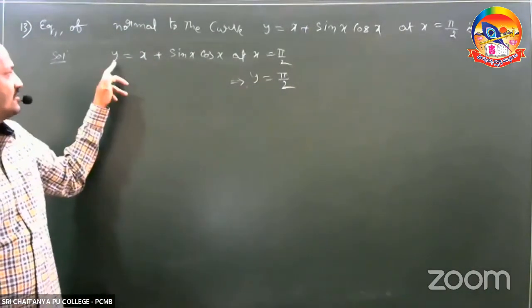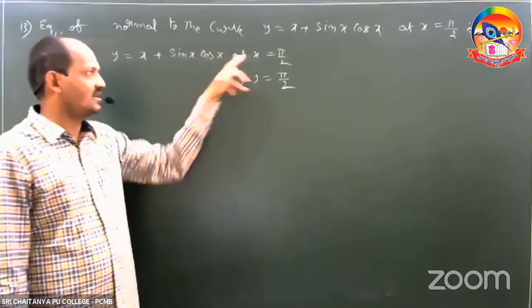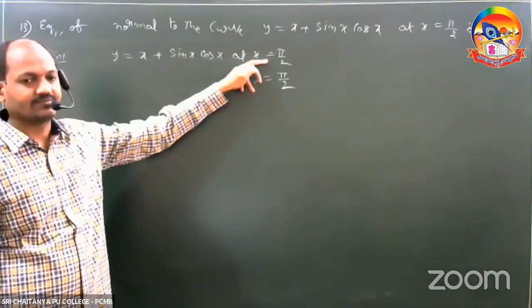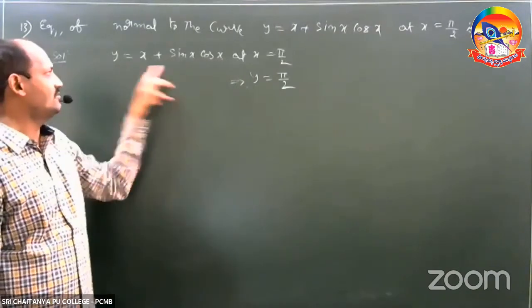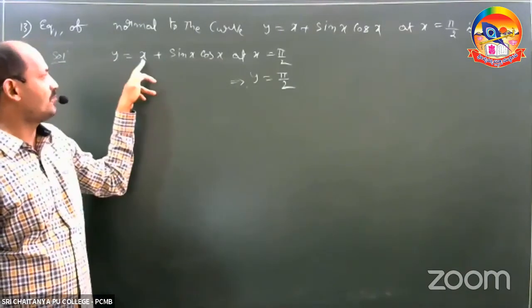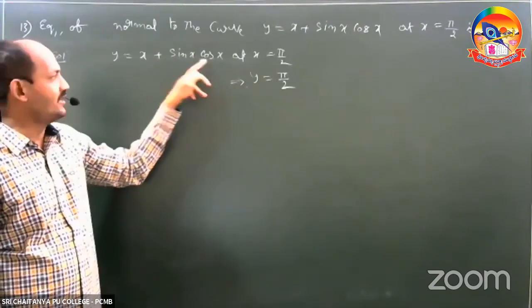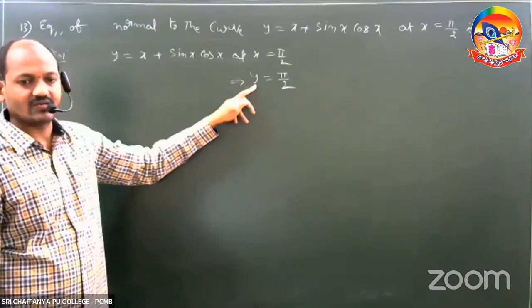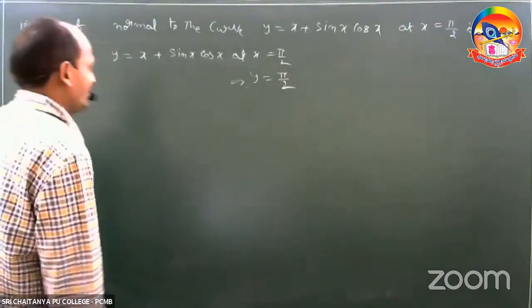Given curve y is equal to x plus sin x cos x at x equal to pi by 2. First we have to find the y coordinate. If x is equal to pi by 2, substitute in the given curve, that is y is equal to pi by 2 plus sin pi by 2, value 1, into cos pi by 2, which is 0. So clearly we get y is equal to pi by 2. If x is equal to pi by 2, then the y value is pi by 2.